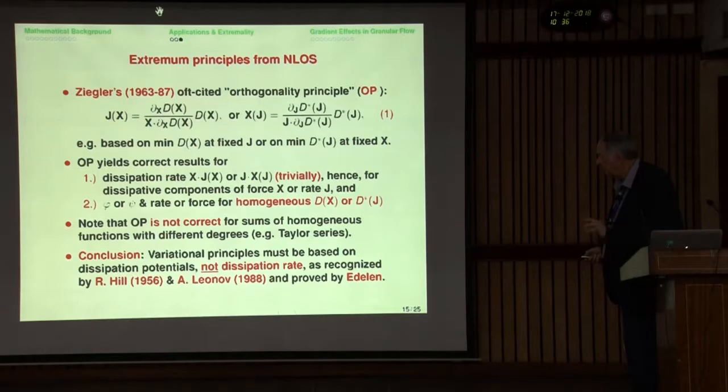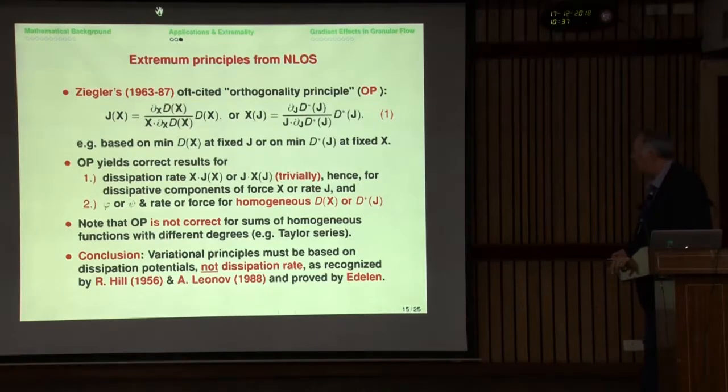Unfortunately, there are other, non-dissipative components, not the gyroscopic terms I referred to, but you will miss those, and those are important in things like force balances. If you have homogeneous potentials, then you will get the right answer from this. But if you have any kind of dissipation that is a sum of homogeneous potentials, this will give you the wrong answer. So the conclusion is that if you want variational principles, they have to be based on dissipation potentials, not dissipation rate. Entropy is not minimized or maximized. Entropy is an equilibrium proposition, but entropy production is not maximized or minimized. It's the dissipation potential that is extremal. And this is recognized, again, by several workers, and it's borne out by Edlund's theory.